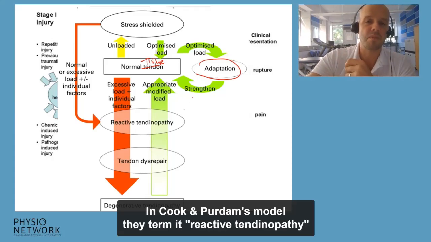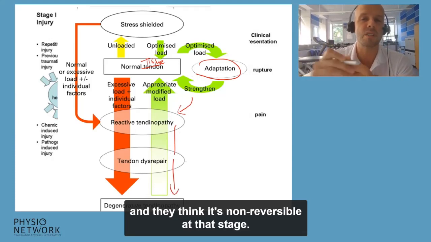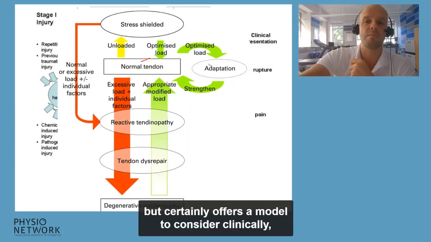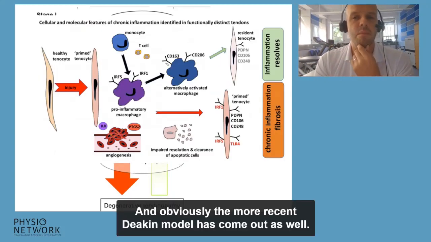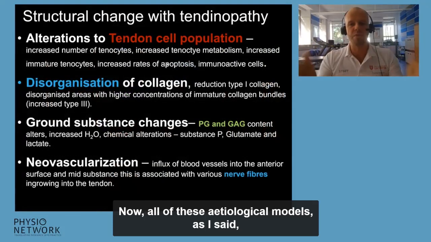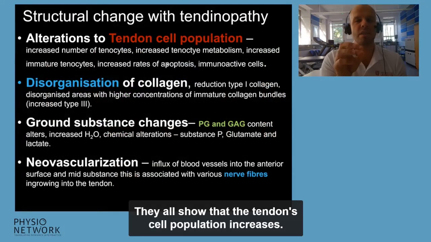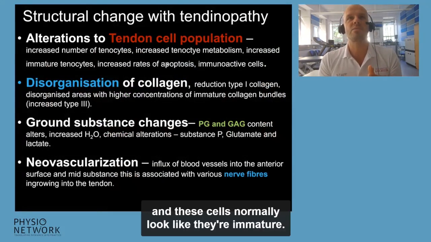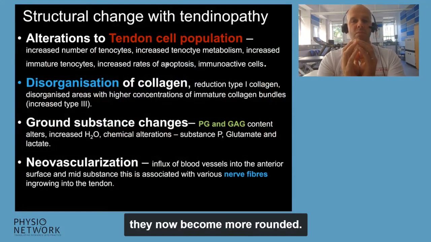In Cook and Purdam's model, they term it reactive tendinopathy, and then it goes through to disrepair and finally degenerative, and they think it's non-reversible at that stage. That's something I think is up for debate at the moment, but certainly it offers a model to consider clinically, and it's probably the most widely accepted model that's in clinical use. And obviously the more recent Dakin models come out as well. Now, all of these etiological models, as I said, they all show the same processes being involved. They all show that the tendon cell population increases. We have more cells that are more metabolically active, and these cells normally look like they're immature. So instead of being an elongated cell, as you saw in the Dakin model, they now become more rounded.